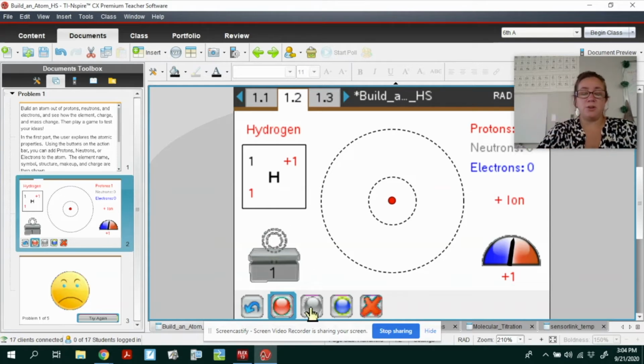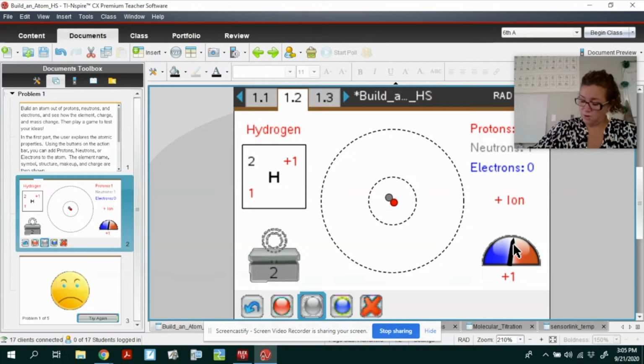Let's add a neutron. I add a neutron now. This neutron went to the center. It increased the mass. I see mass is increased at the top left as well as on the scale, but it did not affect the charge. Nothing happened. So neutrons are neutral. So we write all that down too.